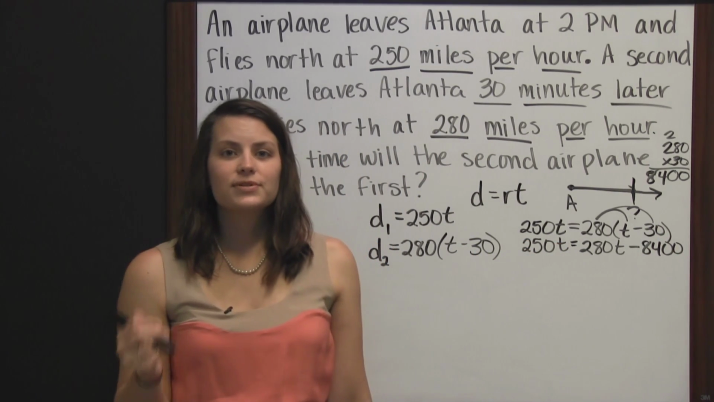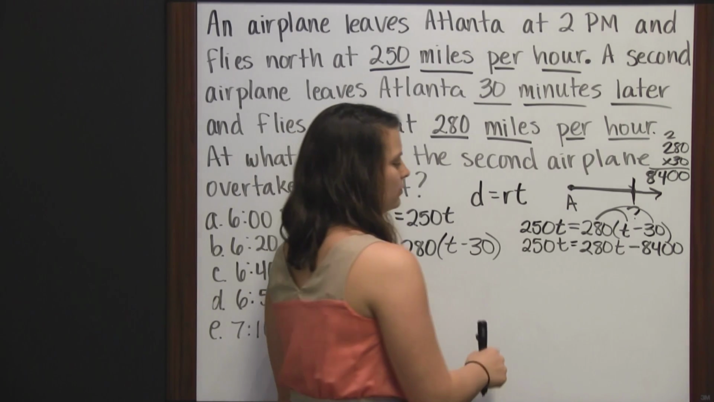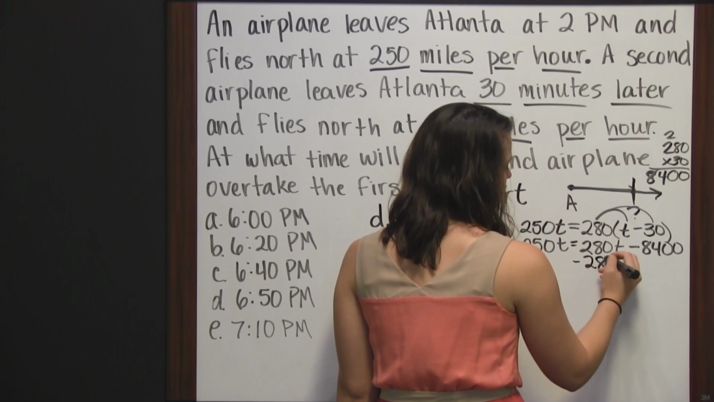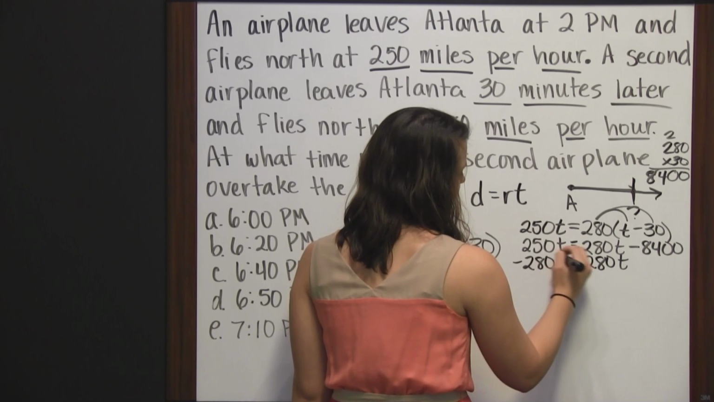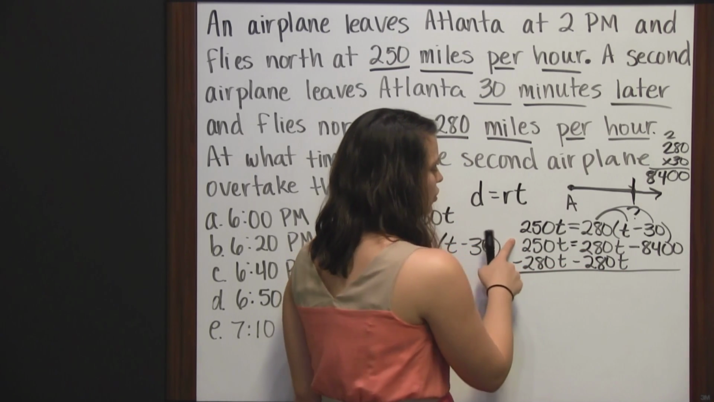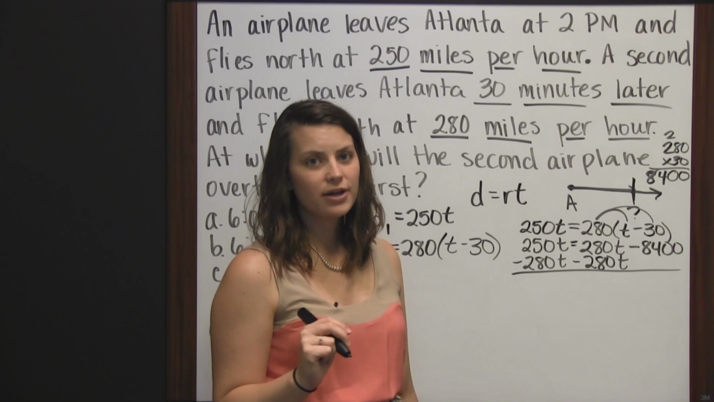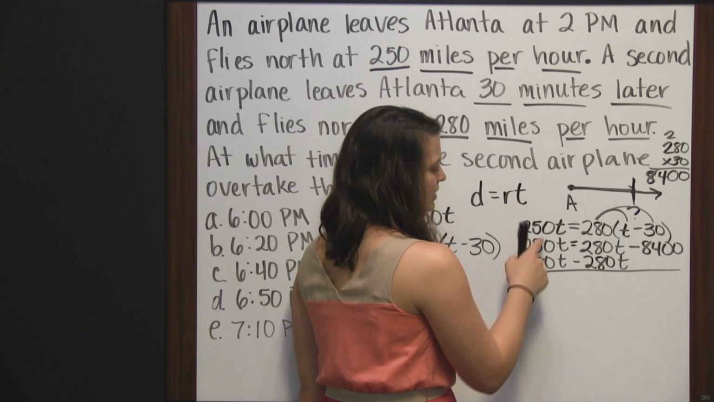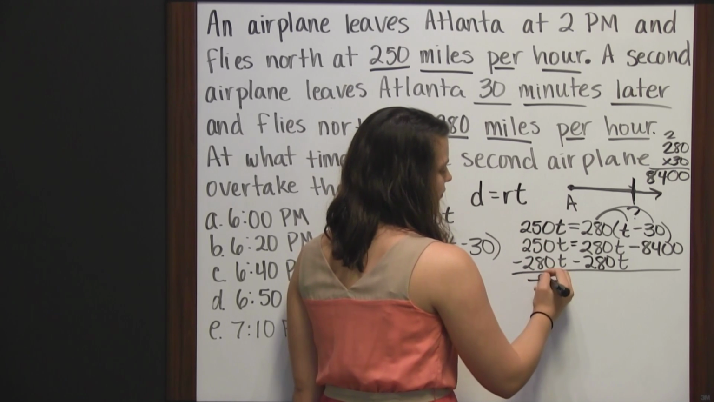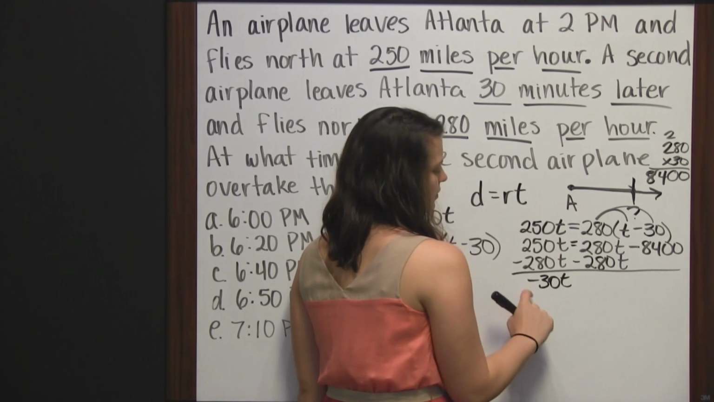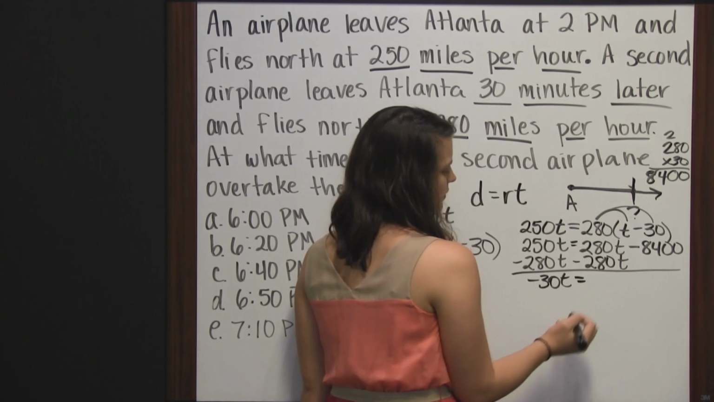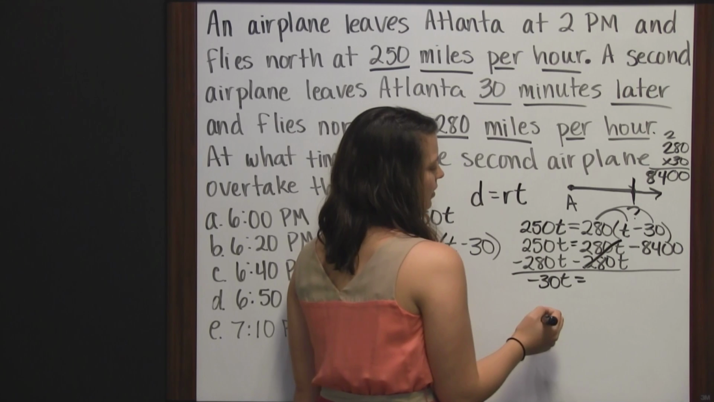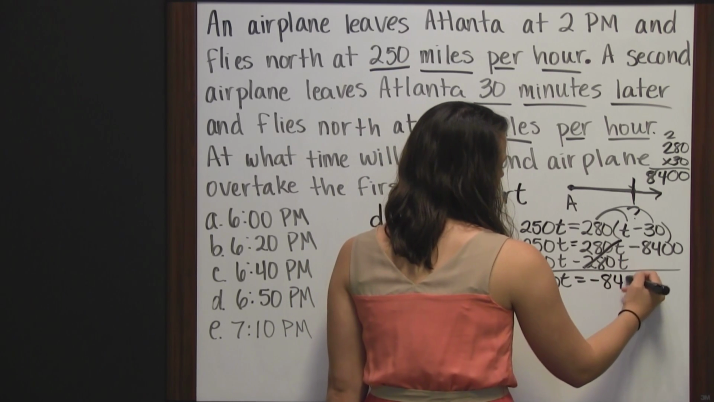Now we need to get all of our variables on the same side of the equation. We don't want to have t on the left side and t on the right side. So I'm going to subtract 280t from both sides. 250t minus 280t. I'm taking away more than I have, so I'm going to end up with a negative. And the difference between 280t and 250t is 30t. So negative 30t equals, and by subtracting this 280t, I've actually canceled that term on the right side. And I'm left with negative 8,400.